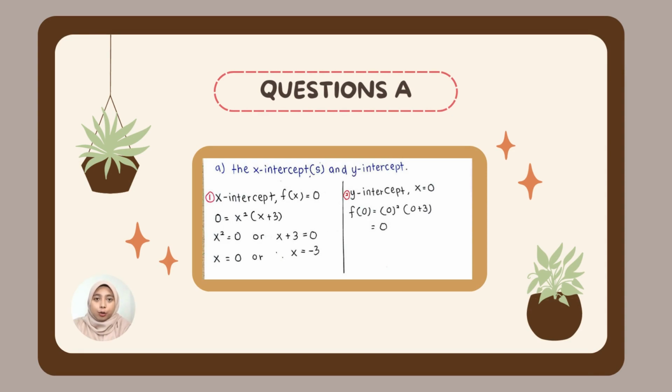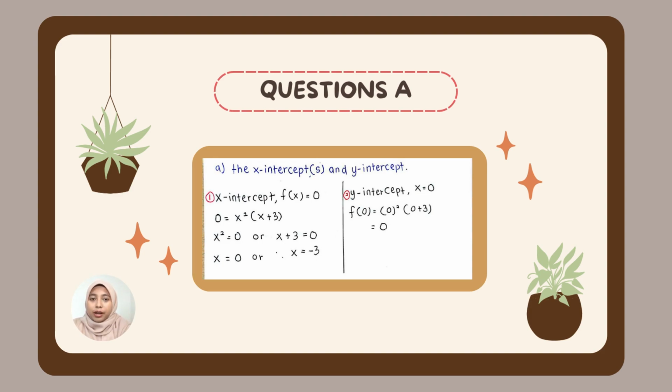Question A. For the first question, we need to determine the x-intercepts and the y-intercept using the given function, which is f(x) equal to x squared bracket x plus 3. To determine the x-intercept, y must be equal to 0. So, f(x) equal to 0. 0 equal to x squared bracket x plus 3. Now, split up the equation to find the x-intercepts.